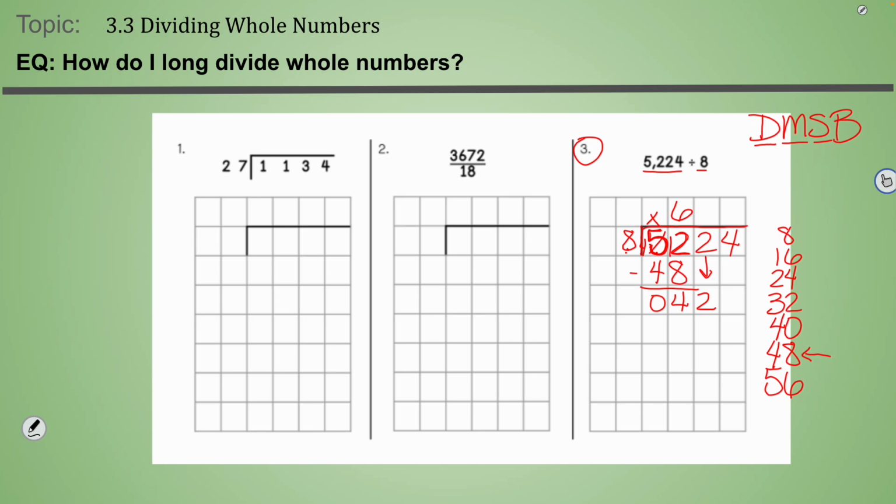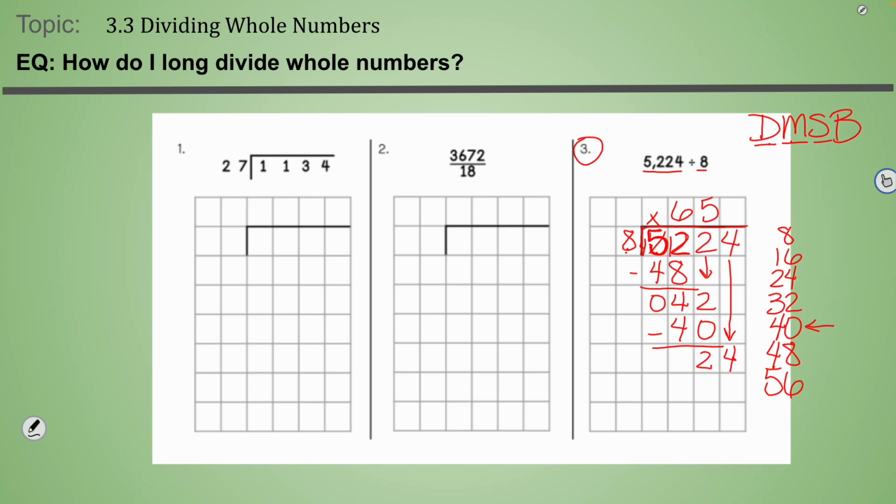And I ask myself, does 8 go into 42? And yes, it does. And this time, I'm going to look at 40, which is 5 8s. Then, once I've divided, I multiply. 5 times 8 is 40. I make sure to line up all of these numbers. And then I subtract. 42 minus 40 is 2. And then I bring that 4 all the way down.